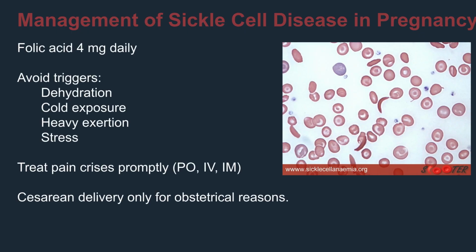Okay, so basics on management of sickle cell disease in pregnancy. First, these patients need to be with MFM and consider consulting hematology and anesthesia. Second, their prenatal vitamin should include folic acid 4 milligrams instead of the 0.4 milligram standard because red blood cell turnover is high. Third, avoid crisis triggers: dehydration, cold exposure, and stress. Lastly, sickle cell disease itself is not an indication for cesarean delivery.